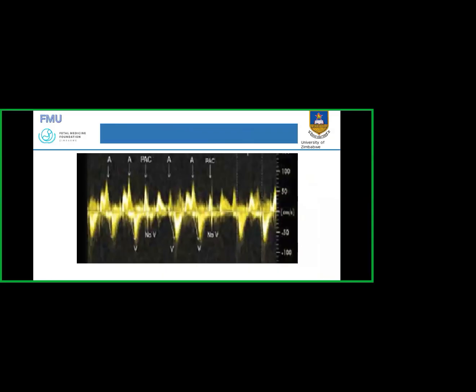This is another example. I'm sorry, the picture is not clear, but here we can see again the atrial contraction is above the baseline, and the ventricular contractions are below the baseline. Where we have a PAC, the premature atrial contraction, it is not followed by a ventricular contraction. We've got a blocked beat there, which may give us an appearance of a bradycardia.